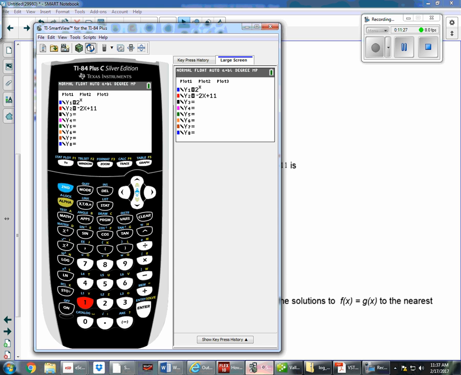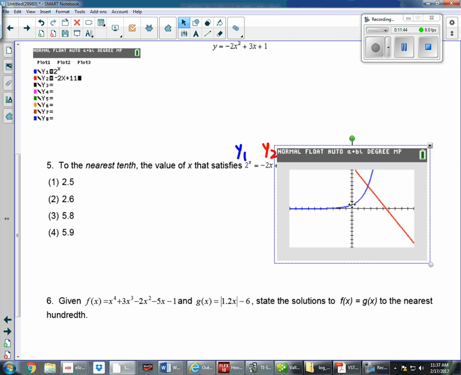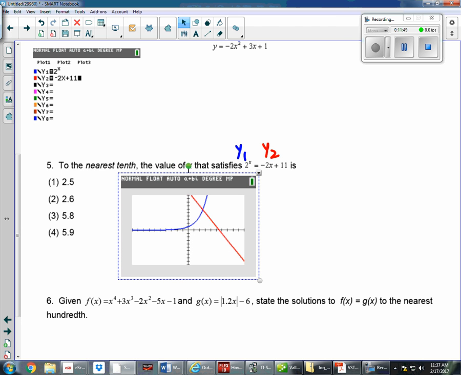So now I'm going to just look at the graph. There's my exponential function and my line. And you should do a quick little sketch on your papers. How many points of intersection are there? You should have said 1. There's only one place where those two graphs cross. Now let's actually figure out what the point of intersection is.